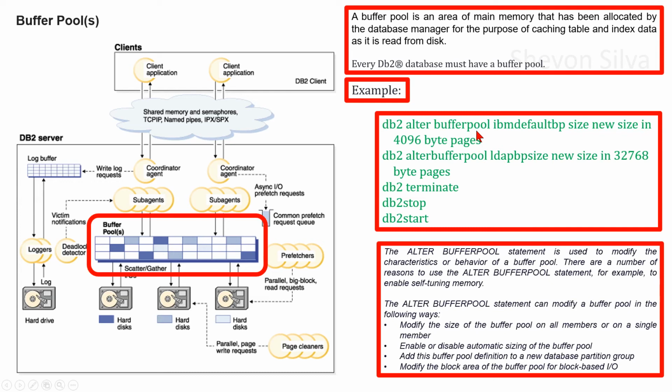The alter buffer pool statement is used to modify the characteristics or behavior of a buffer pool. There are a number of reasons to use the alter buffer pool statement. For example, to enable self-tuning memory. The alter buffer pool statement can modify a buffer pool in the following ways. Modify the size of buffer pool on all members or on a single member. Enable or disable automatic sizing of the buffer pool. Add this buffer pool definition to a new database partition group and modify the block area of the buffer pool for block-based I/O.